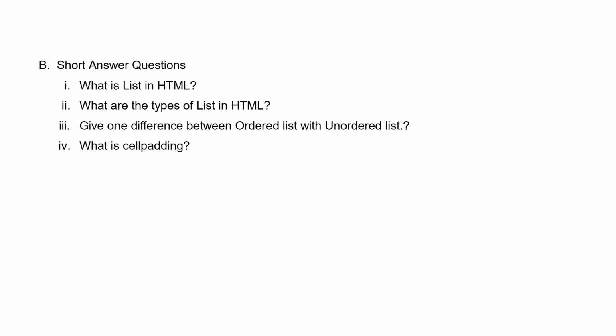Short answer question. What is list in HTML? List in HTML is to show the content or the sentences or the word in a proper sequence. That can be ordered sequence, that can be unordered sequence, that can be definition list. OL for ordered list, UL for unordered list, DF for definition list. So what are the type of list in HTML? Ordered list, unordered list, and definition list.